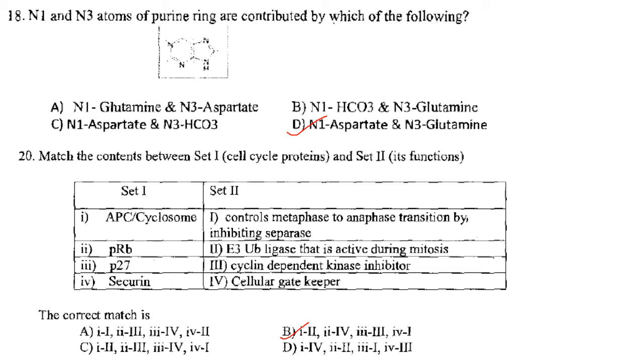Match the contents between set 1, that is cell cycle protein, and set 2, its function. So the first one, that is APC cyclosome, it will be E3-Ub ligase, that is active during mitosis. Then pRB, it will be the fourth option, that is cellular gatekeeper. And the third, P27, it will be the third option itself, cyclin dependent kinase inhibitor. And securin, it controls metaphase to anaphase transition by inhibiting separase. So answer is option B.